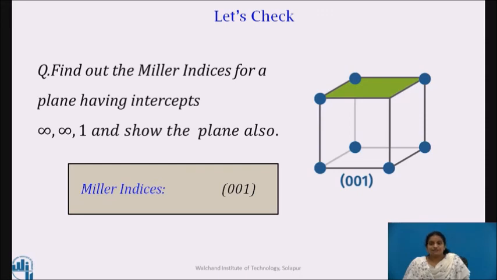Now when we have to show the plane, that plane should intercept the z axis only and it should not intercept the x and y axes. Please keep in mind, that plane should be parallel to the x and y axes. So in this way we have to show the plane, so that is the top surface of the cubic lattice.